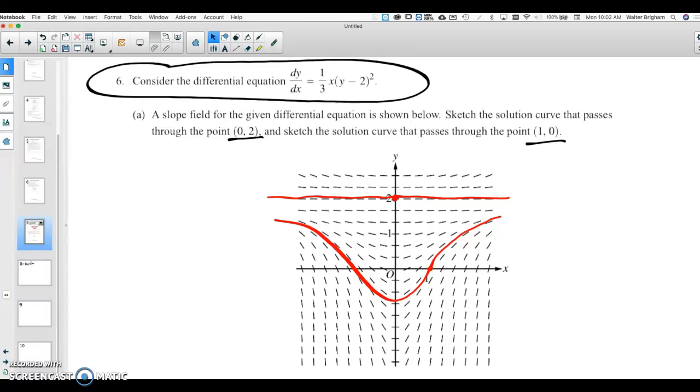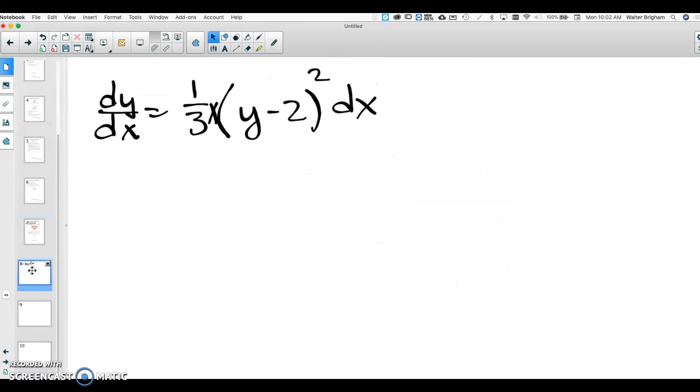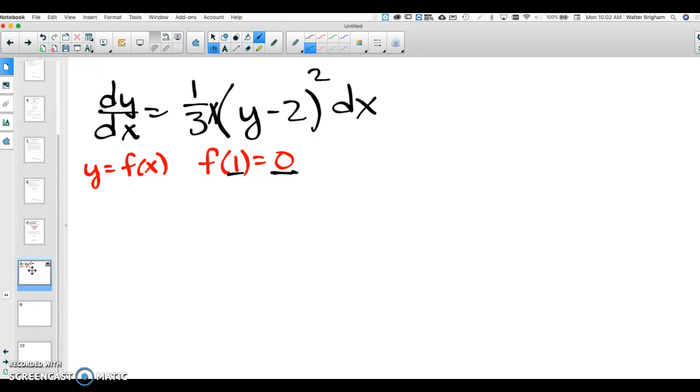Okay, part B, just another page. There's my differential equation. They say let y equal f of x be a particular solution to the differential equation with an initial condition of f of 1 equals 0. This is important information to start with because I know I'm going to need a point at some point. The point I'm going to use is (1, 0). And I know that if y equals f of x, there are other relationships that are going to be true: y prime equals f prime of x, or dy/dx equals f prime of x. That information is going to come into play probably as the problem goes on.